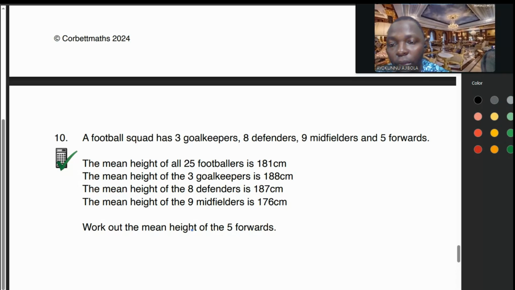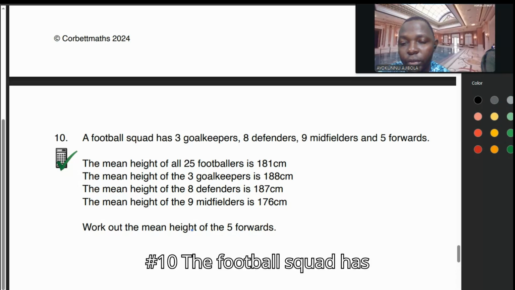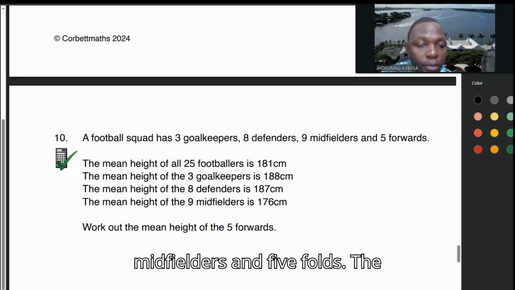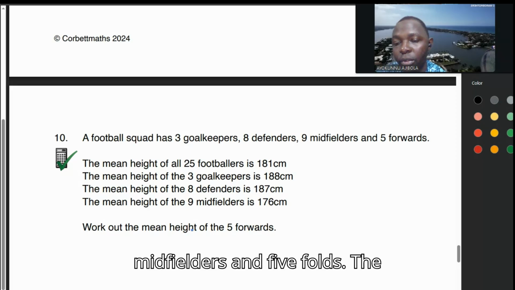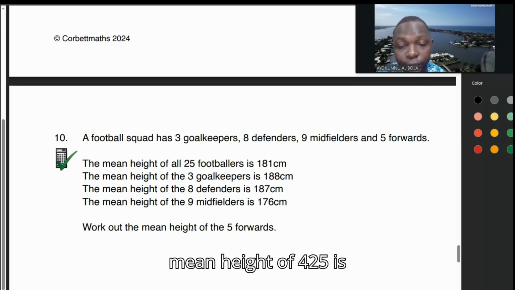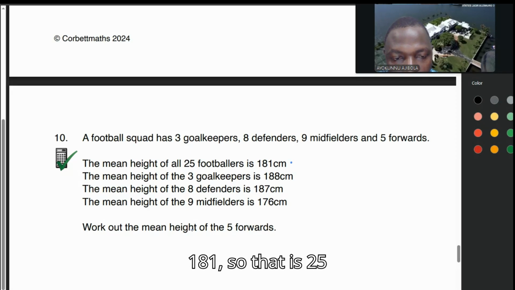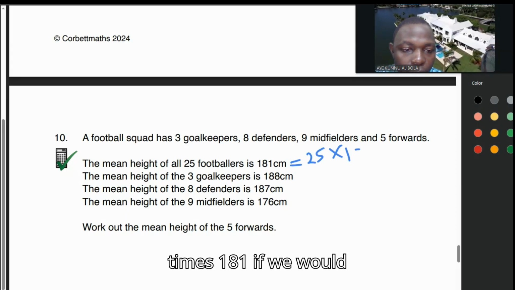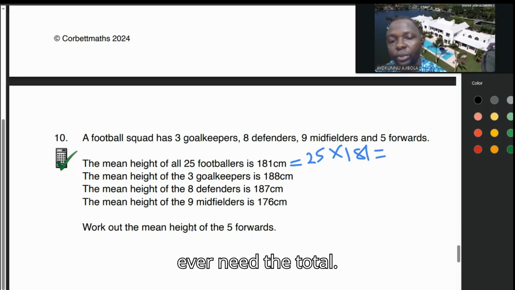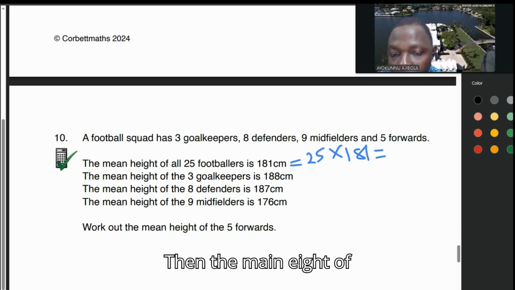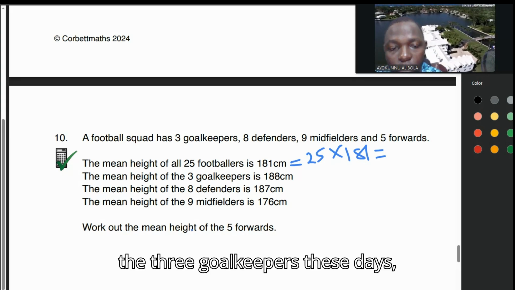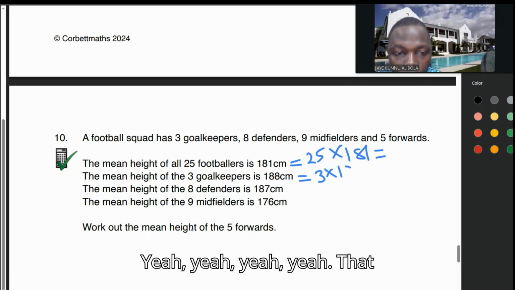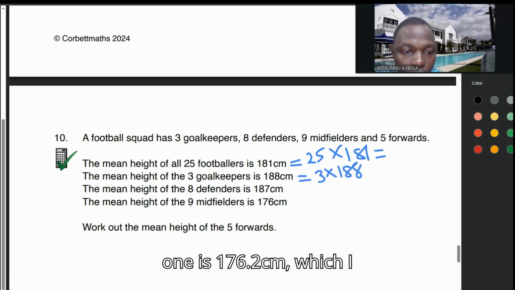Okay. Number 10: a football squad has three goalkeepers, eight defenders, nine midfielders, and five forwards. The mean height of all the 25 is 181. So that is 25 times 181 if we would ever need the total. Then the mean height of the three goalkeepers is this. The answer for that one is 176.2 centimeters, which I got.